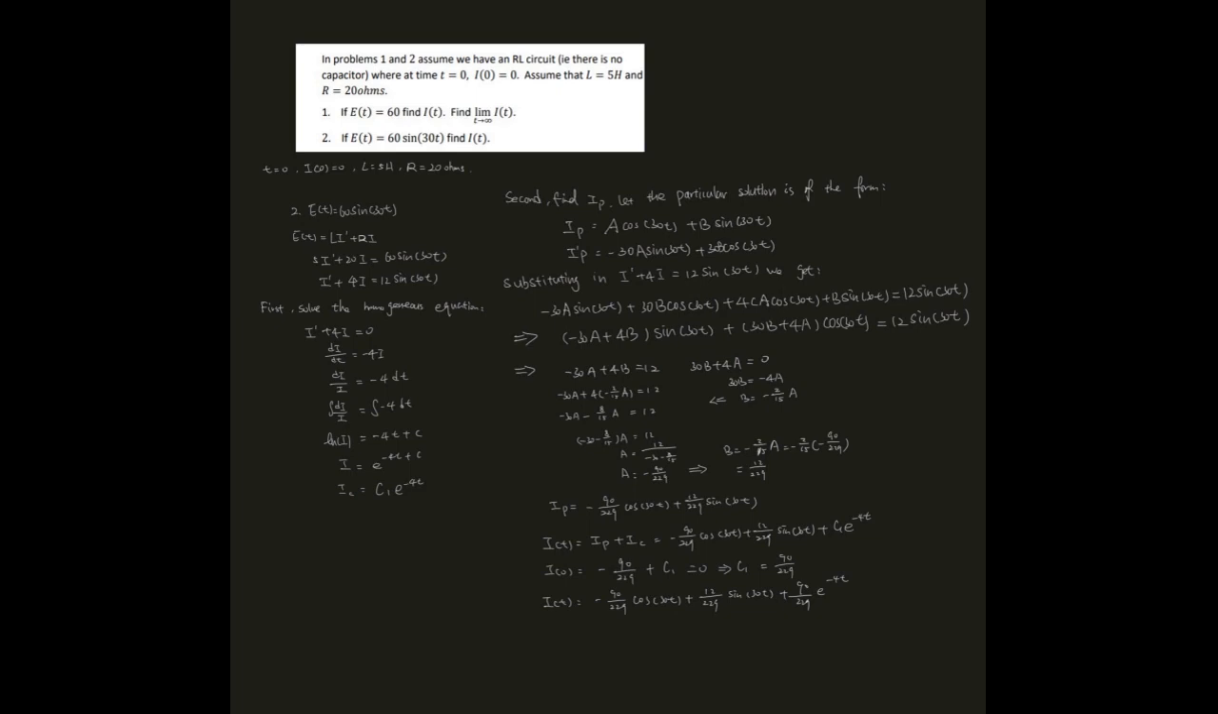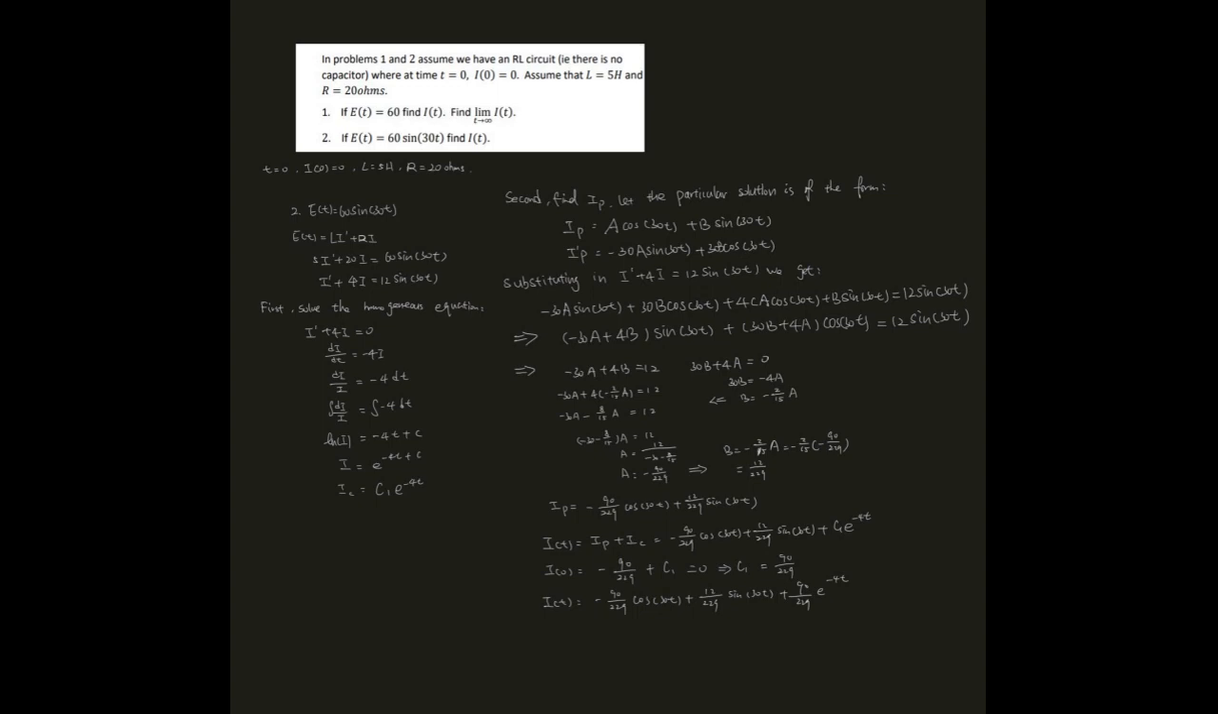Okay, can you guys see my screen? Yeah. And my question is from homework 12, question 2. We have E(t) equals 60 sine 30t, and we have the equation E(t) equals L i prime plus R i, and we have L equals 5, R equals 20. Then we have 5i prime plus 20i equals 60 sine 30t. Divide by 5 for both sides. We have i prime plus 4i equals 12 sine 30t.